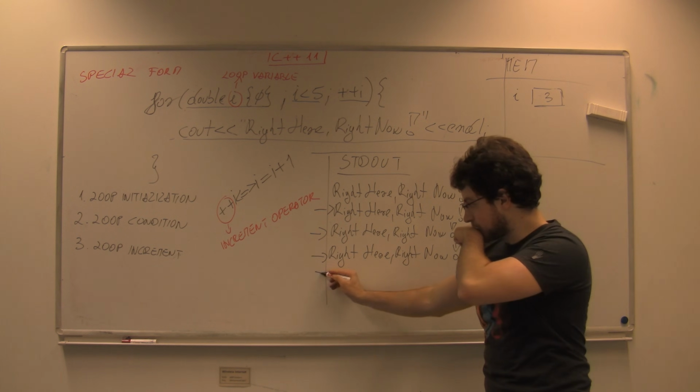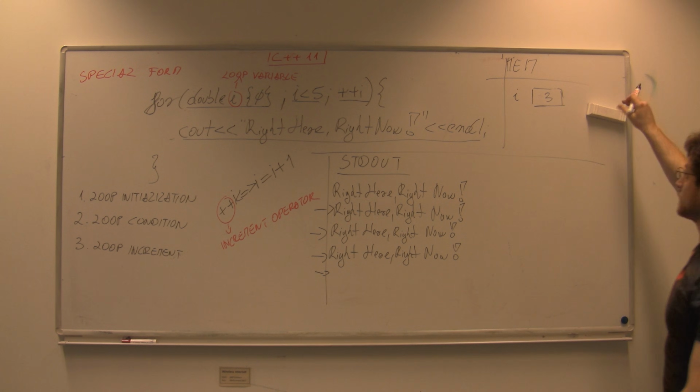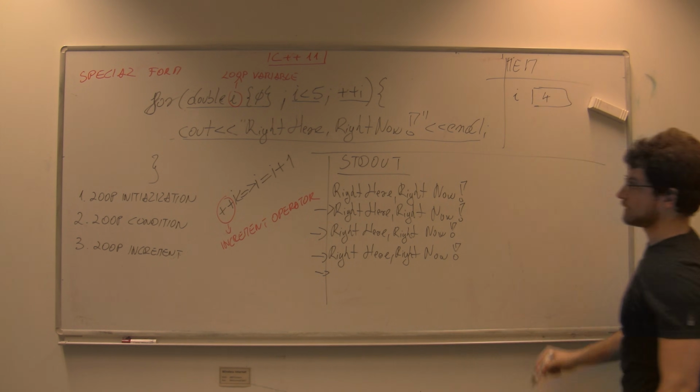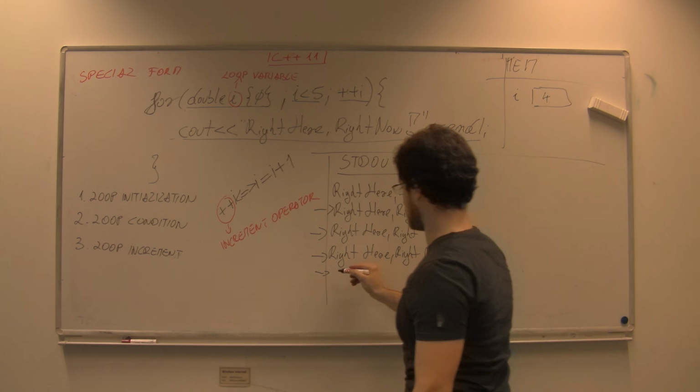And we proceed to the next line. Again, we perform the loop increment. I now has the value 4. We check the loop condition. It still holds. So we perform the body again.